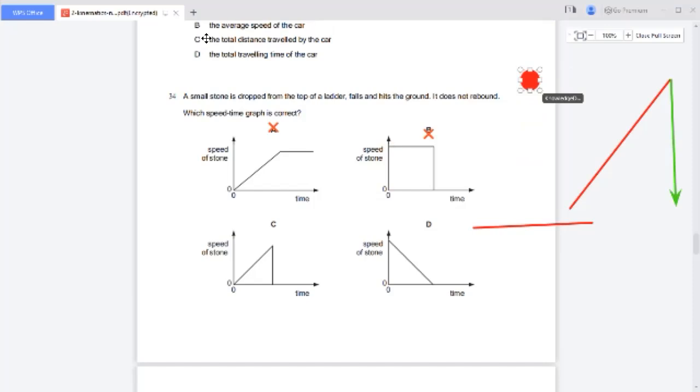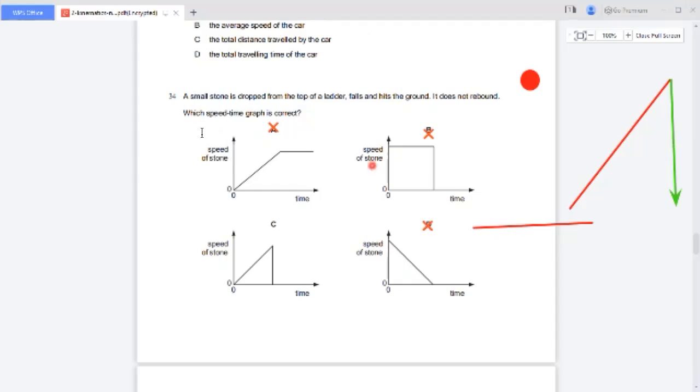Then it means this portion of the graph is incorrect. It looks fine after this point, but this portion of the graph is incorrect. Okay, let's see why D is also incorrect.